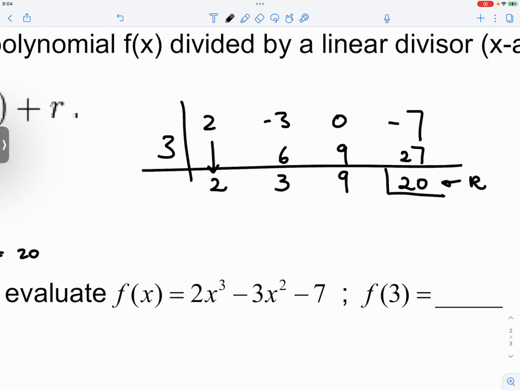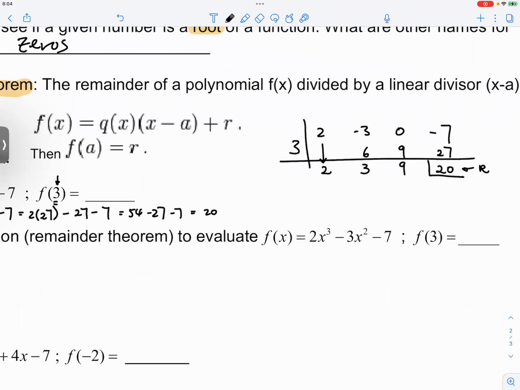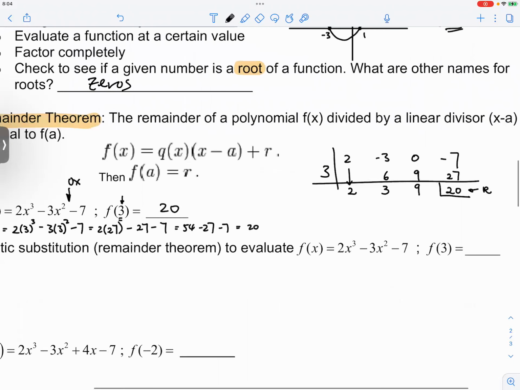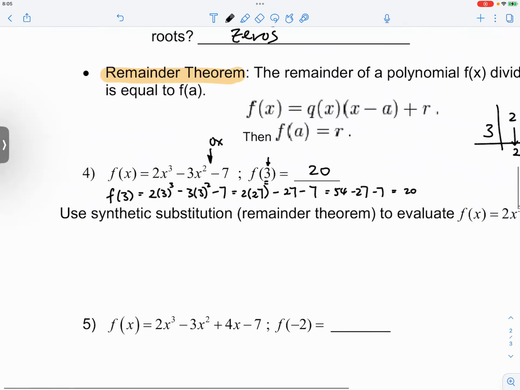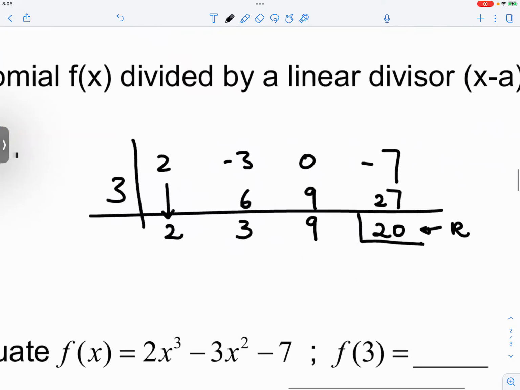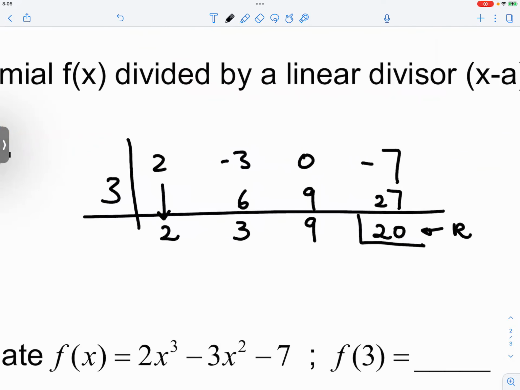Did we see 20 somewhere? Yeah. Your answer is the remainder. That's the whole point of the remainder theorem. So now ask yourself, would you like to work with some big numbers like this, or would you like to do the division to get the same number?